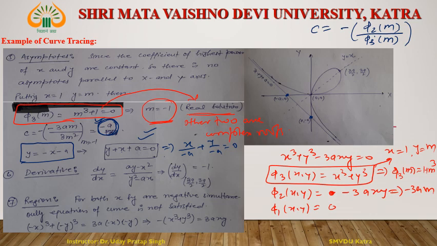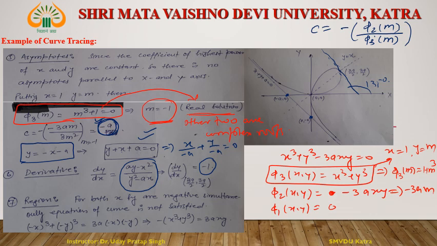And what is the derivative? dy by dx is this, right? This dy by dx at the point (3a by 2, 3a by 2) is minus 1. It means if we draw the tangent at the point (3a by 2, 3a by 2), that is inclined at 135 degrees. This one is 135.